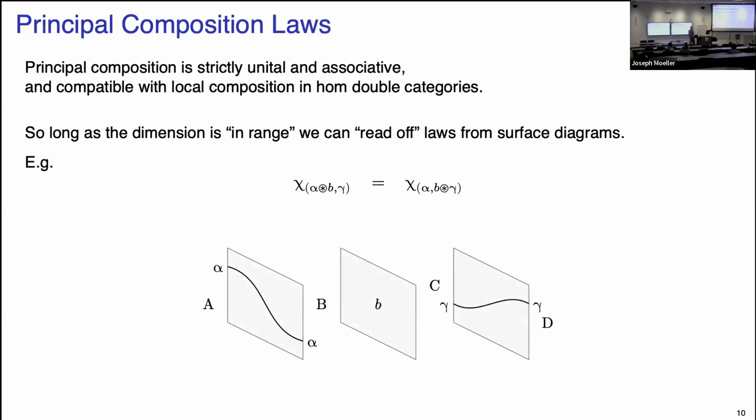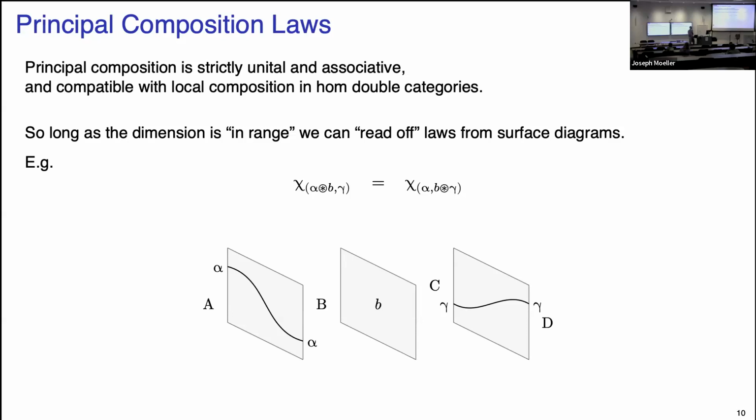So now we know how to make composite cells in this new dimension. Let's talk about the laws of composing them. So first, this principal composition is strictly unital and associative, and it's compatible with a local composition structure in the Hom double categories. Okay, so the nice thing about this, as long as the dimensions are not too high, that is the m plus n doesn't exceed 2, we can just read off the laws of composition from surface diagrams.